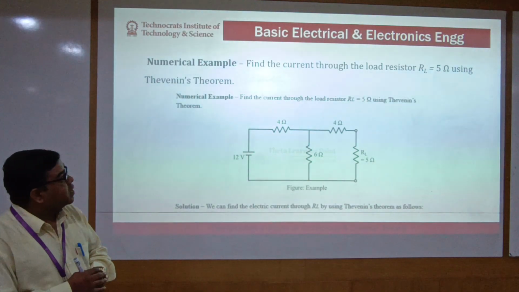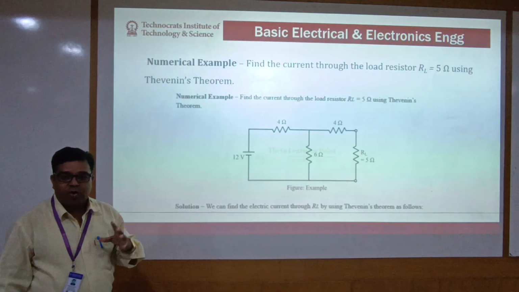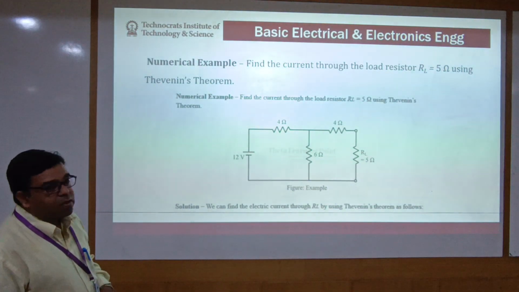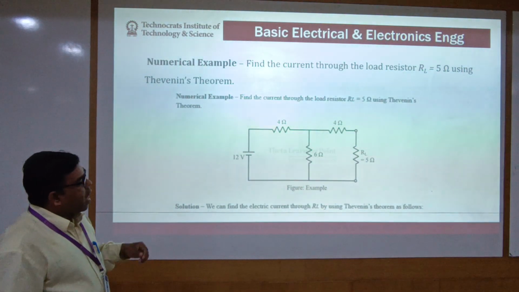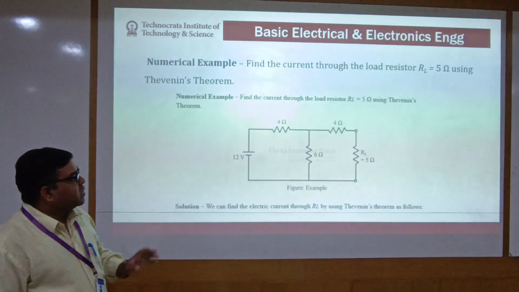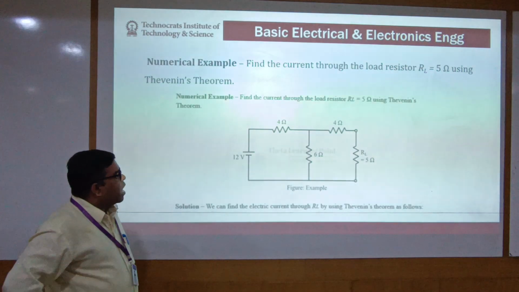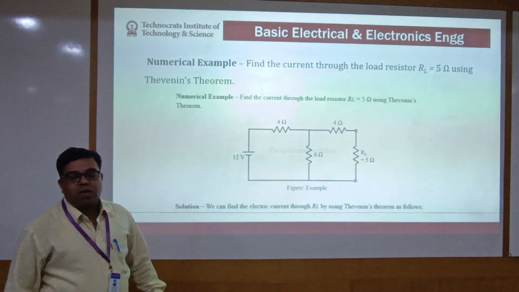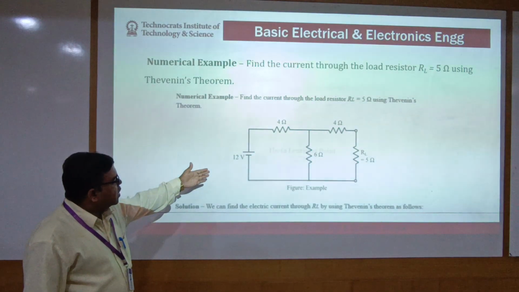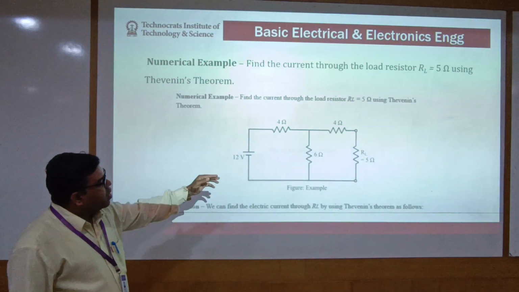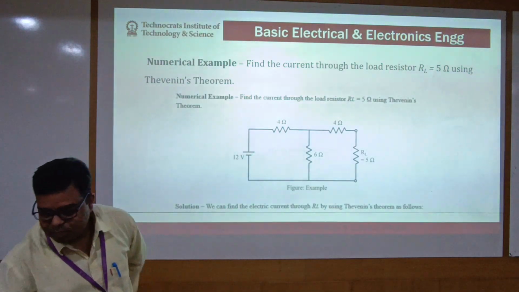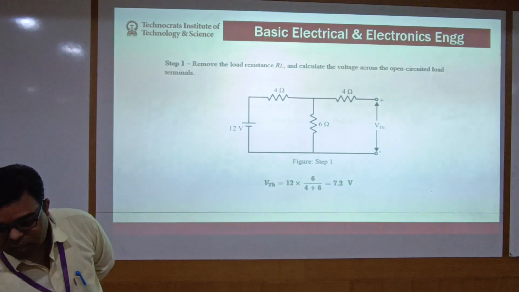Now we will understand this theorem with the help of one simple numerical as shown in the figure. This is the circuit where the value of RL is 5 ohm, and we have to calculate the load current IL, that is, what exactly is the current flowing through the circuit, and how you are going to replace this circuit with a single loop circuit. Here the value of Vs is 12, R1 is 4, R2 is 6, R3 is 4 and RL is 5 ohm.